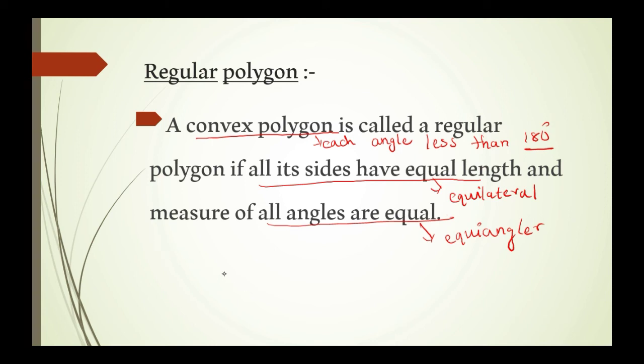Let me draw a polygon like that. Triangle. Let me take this as 3 centimeters, 3 centimeters, 3 centimeters. It is equilateral. This is 60 degrees, this is 60 degrees, and this is also 60 degrees. All three are 60 degrees. So this is equiangular. If all sides are equal, all angles are equal. So this is a regular polygon.